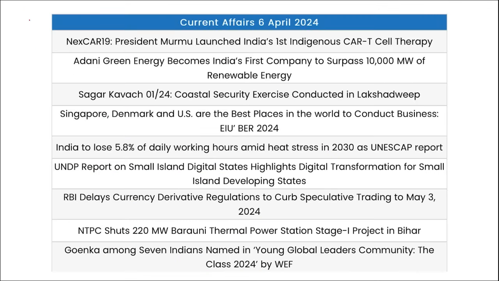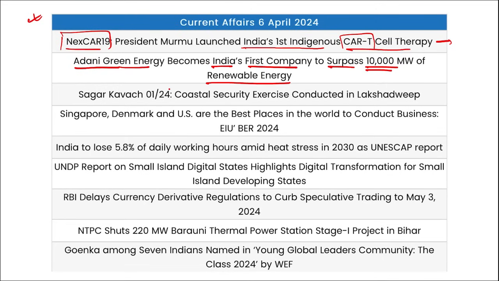Now let's move to some one-liner revision, that is your favorite part, and I have seen that students are enjoying these one-liners. First, Next Car 19. This is the name of India's first indigenous CAR-T cell therapy, that is a cancer treatment. Adani Green Energy became India's first company to surpass 10,000 megawatt of renewable energy. Sagar Kavach, this is a coastal security exercise conducted in UT Lakshadweep.